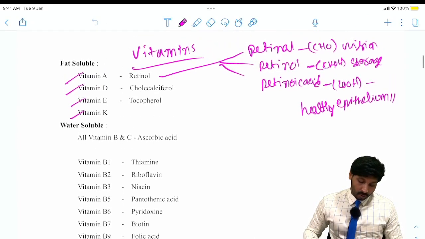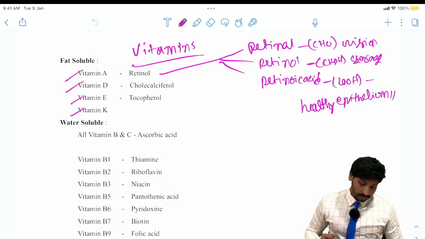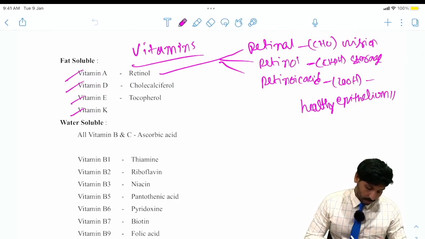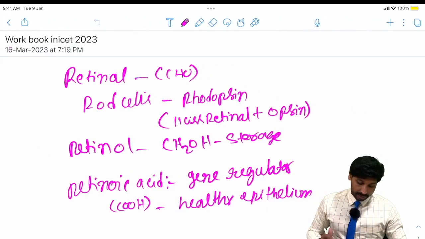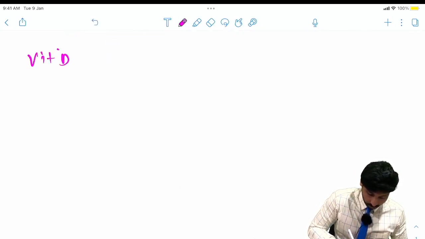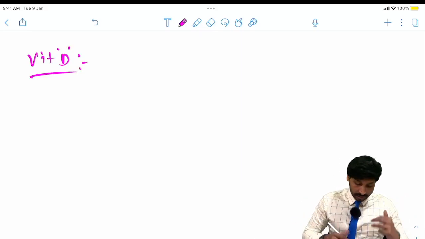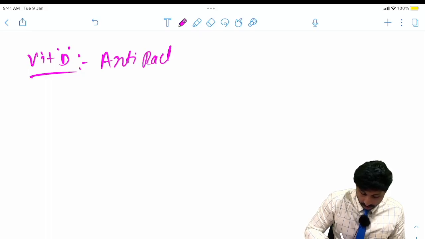What are the deficiency disorders? That again we will see. So coming to vitamin D: vitamin D, the other name of which is cholecalciferol. When you see the activation of vitamin D, it is otherwise known as the anti-rachitic vitamin.